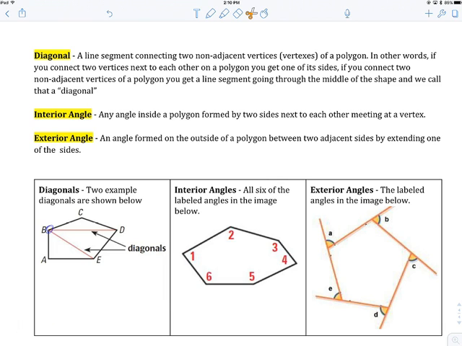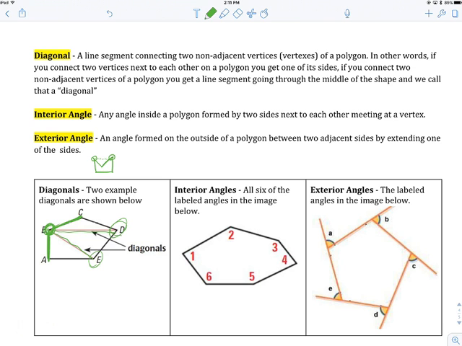If I pick vertex B and connect it to an adjacent vertex, we get a side. If I connect it to a non-adjacent vertex like D or E, I get a diagonal. If this is a convex shape, that diagonal will be inside the figure, whereas if it's concave, some of the diagonals could actually be outside the figure, right? If I connect these two non-adjacent vertices.